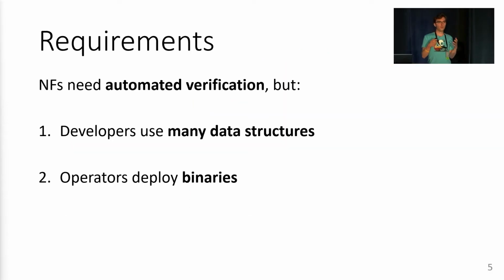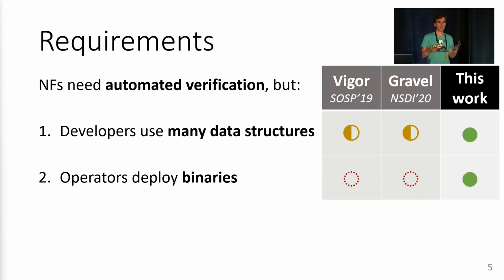So we have two main requirements for automated verification. First, we want to support any data structure. Developers use all kinds of data structures. And second, operators deploy binaries, and they often don't have access to source code. Now, previous work required developers to use a set of very specific data structures that the tools knew about, including which invariants those data structures could have. And the previous work also required source code, and could not verify binaries. This work actually solves both these issues.